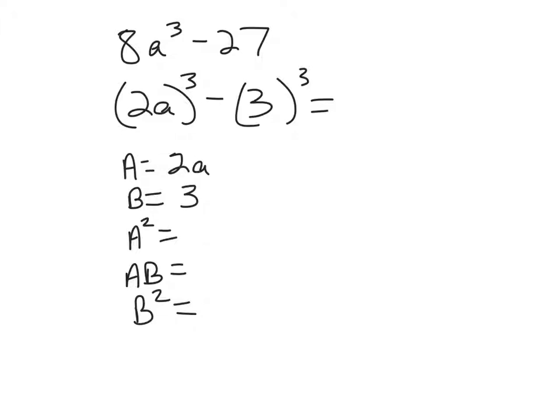So if a is 2 little a, then a squared would be 2 little a times 2 little a, which would be 4a squared. And ab would be 2a times 3, 6a. And b squared would be 3 times 3, or 9.